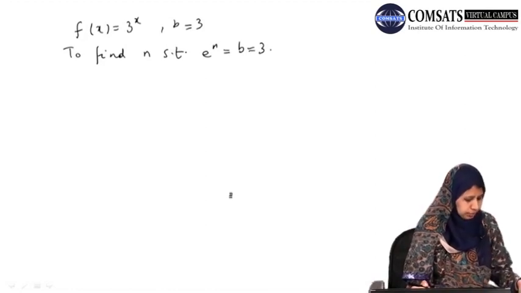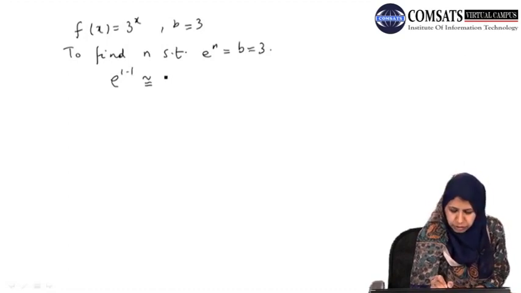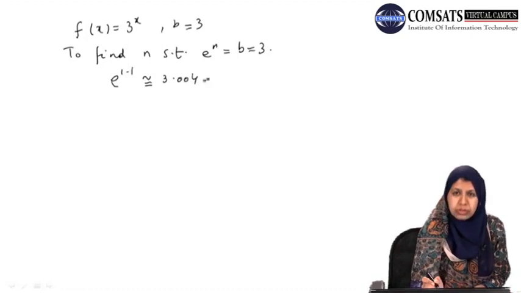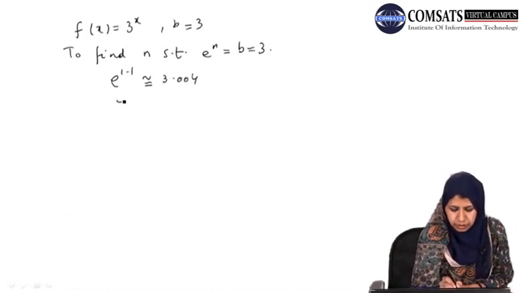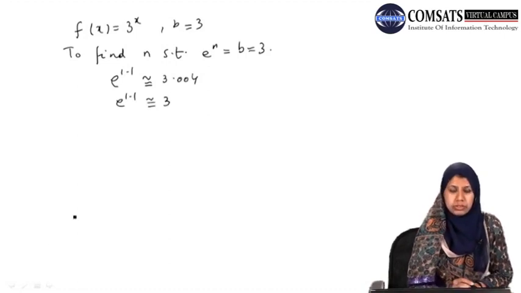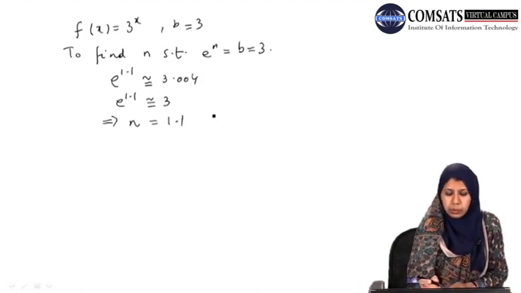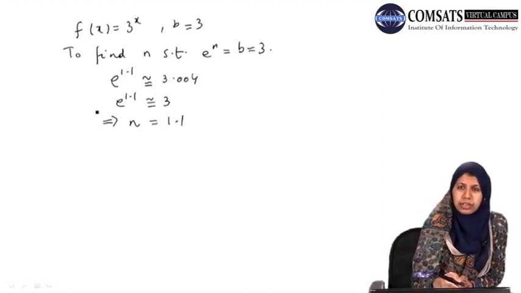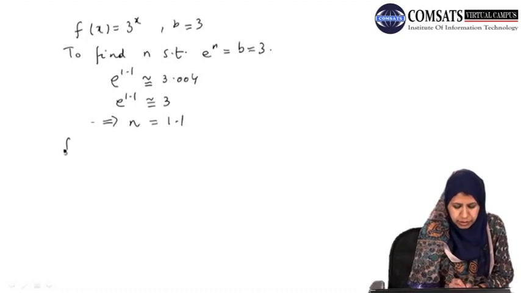Now we know that e to the power 1.1 is approximately equal to 3.004, which means that e to the power 1.1 is approximately equal to 3. This implies that n is equal to 1.1, which converts our function f of x equals 3 to the power x to the base e.